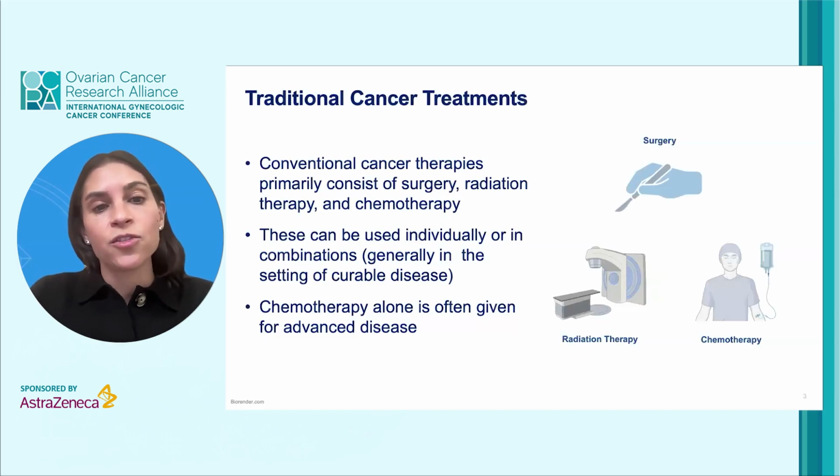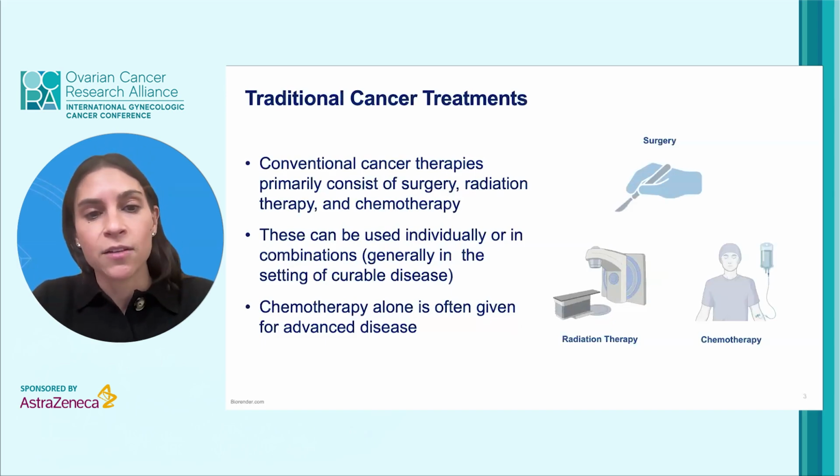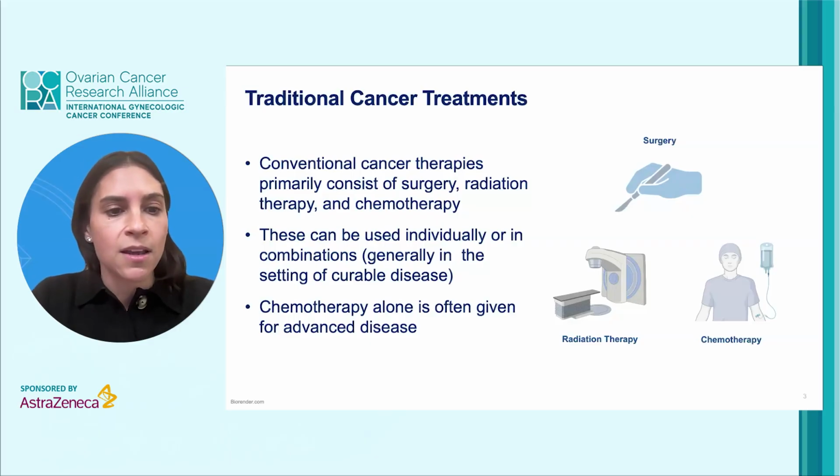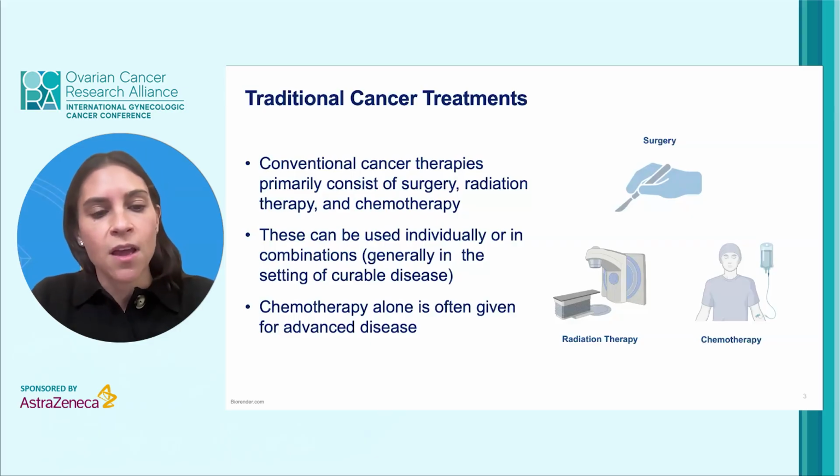So traditional cancer treatments primarily consist of surgery, radiation therapy, and chemotherapy. And these can be used individually or in combinations. Generally, in the setting of curable disease, they are used in combinations or individually, but chemotherapy alone is often given for advanced disease.